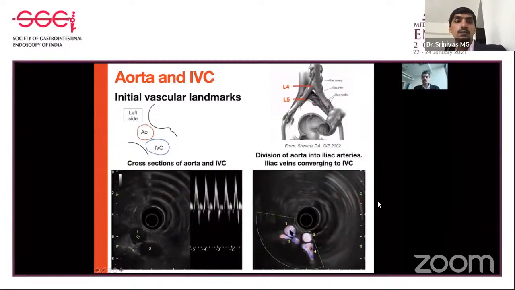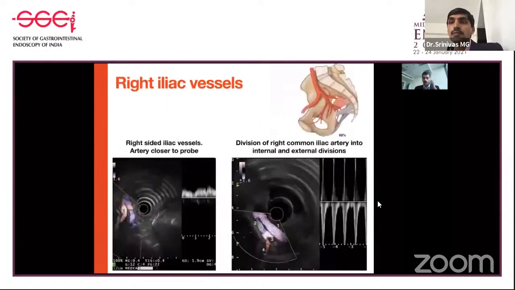So this is the left common iliac artery, the right common iliac artery, the left common iliac vein, and the right common iliac vein. And as you pull down, you can see the aorta splitting into the two, and the cava, the tributaries of the cava, the common iliac veins, converging.